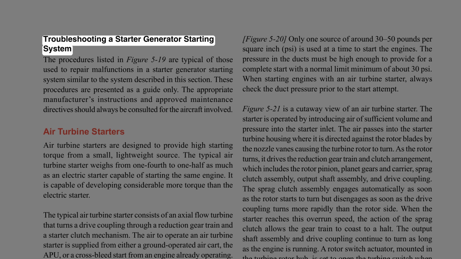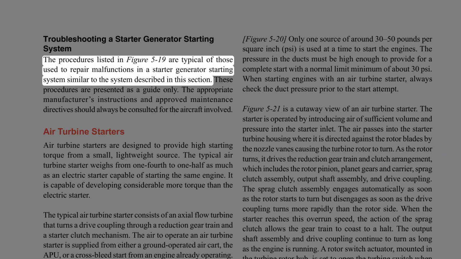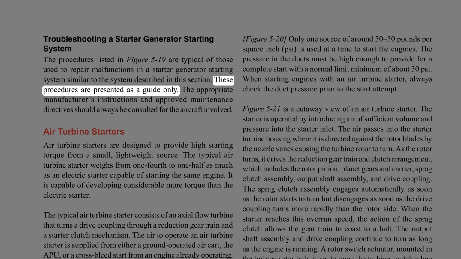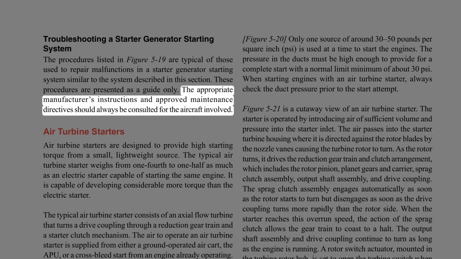Troubleshooting a starter generator starting system. The procedures listed in Figure 5-19 are typical of those used to repair malfunctions in a starter generator starting system similar to the system described in this section. These procedures are presented as a guide only. The appropriate manufacturer's instructions and approved maintenance directives should always be consulted for the aircraft involved.